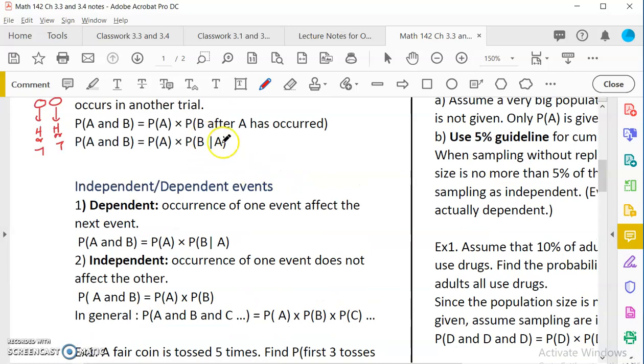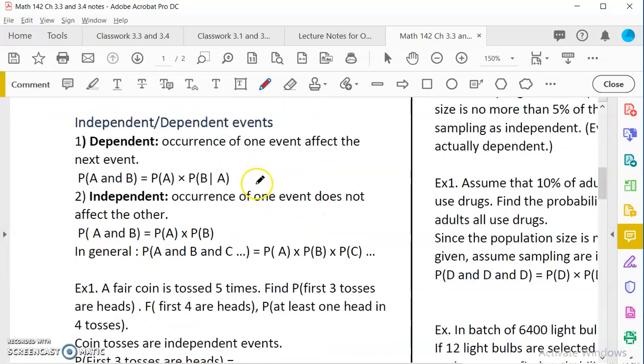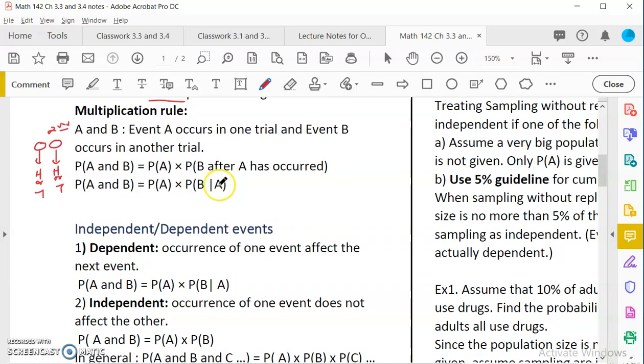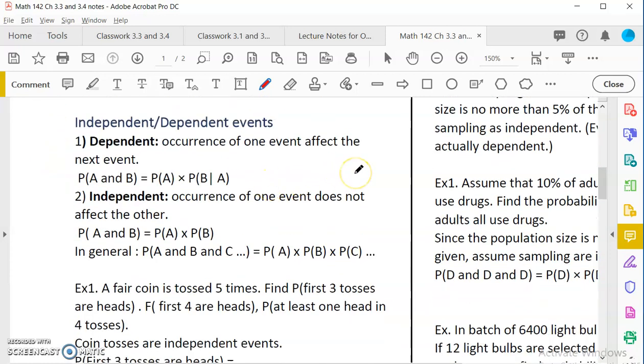Now to calculate this, we can simplify a little bit, because you can see how it is difficult to do this conditional probability. By default, we assume that B would depend on how A has happened. So this is the default formula for the probability of A and B, because we assume that the first event affects how B happened. But we can have an event called an independent event.